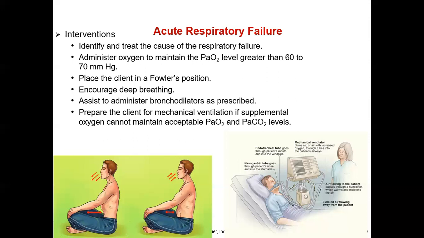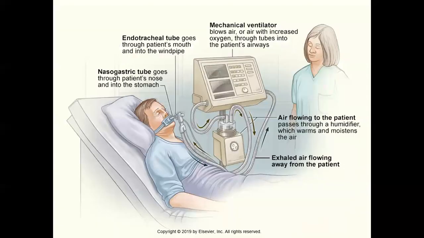We must check the pulse oximetry. In pulse oximetry, we try to keep it 95 to 100%, and that is normal, right? Also, we give them oxygen, which we call oxygen therapy. Like in this picture, we can see the patient position, a nasogastric tube here, and an endotracheal tube as well. And this is the mechanical ventilation.